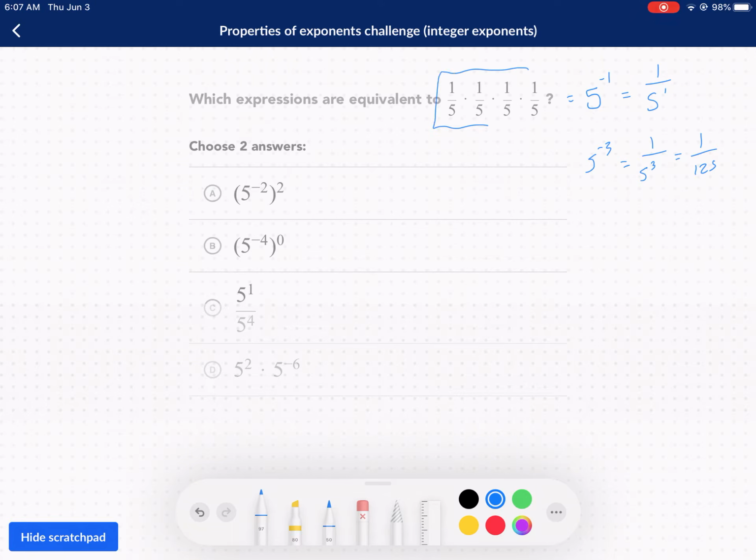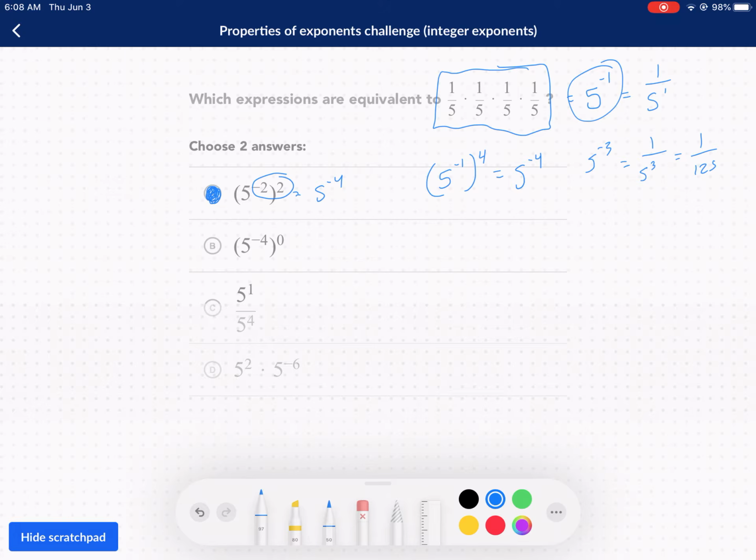Keep in mind that we have this expression times itself 4 times. So we already said that 1 over 5 is equal to 5 to the negative first power. And we're multiplying it by itself 4 times. So that's the same thing as 5 to the negative 4th power. Okay, so we just need to look for any expression that's equal to 5 to the negative 4th power. Let's look at the first one. 5 to the negative 2, to the second power. Power raised to a power, we multiply exponents, that's 5 to the negative 4. A is going to be one of our answers.